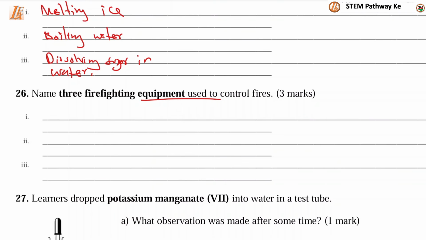Example is a fire extinguisher. That's the first example. We have fire extinguisher. That's one of the examples of an equipment used to control fire. 2, fire blanket. Fire blanket is also another equipment. The third one and the most common one is the sand or a bucket of water.